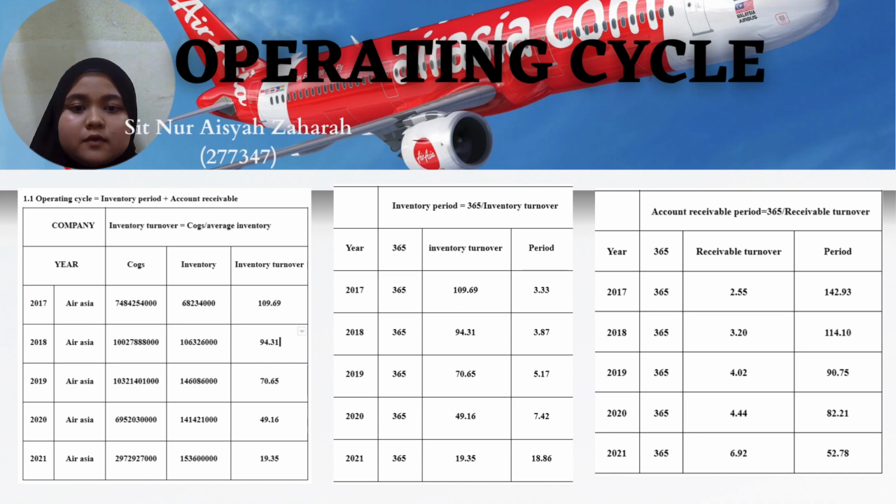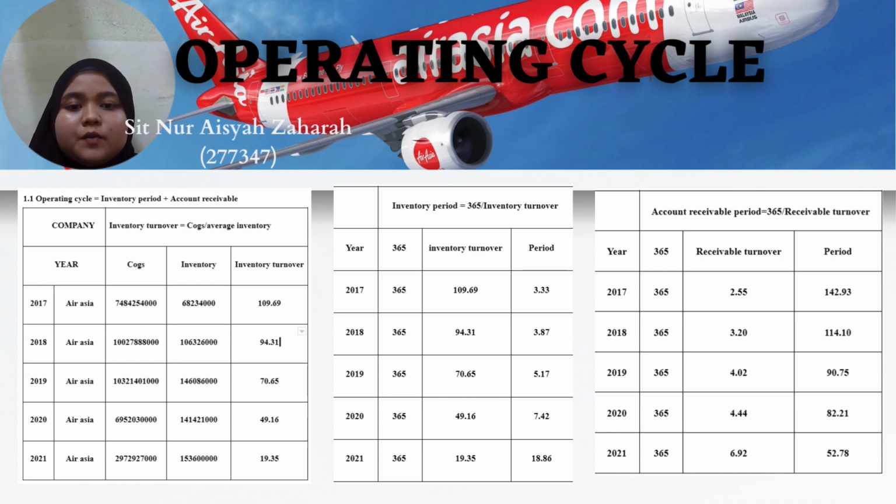So 2017 got 109.69, 2018 94.31, 2019 got 70.95, and 2020 the Asia got the inventory turnover by 49.16, and 2021 they got 19.35.